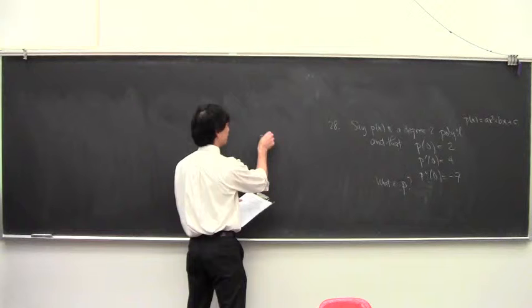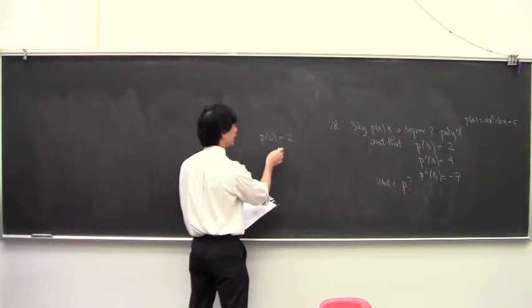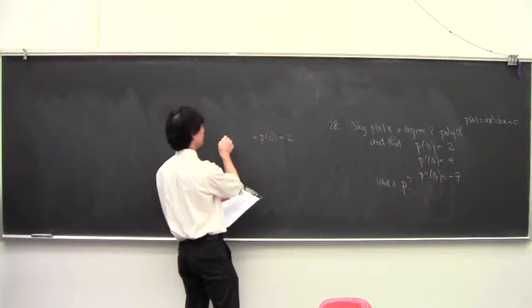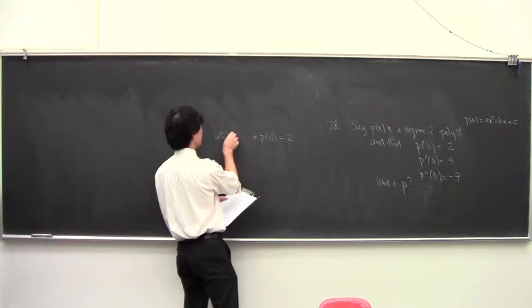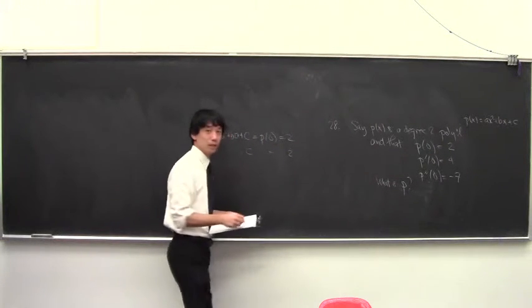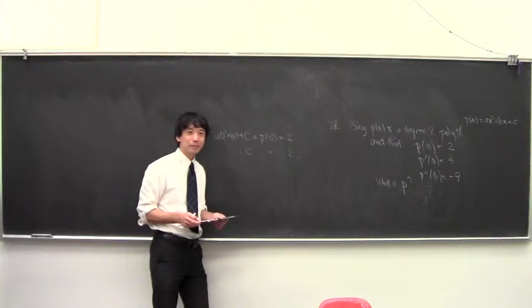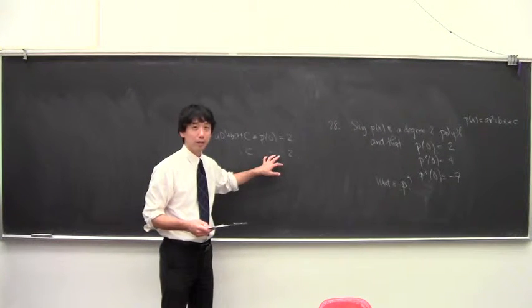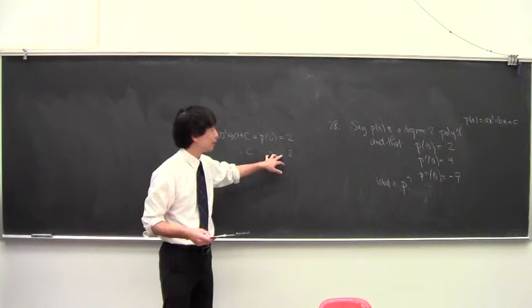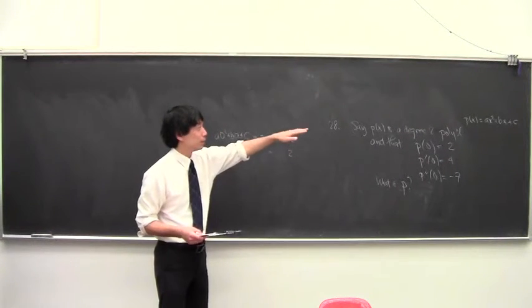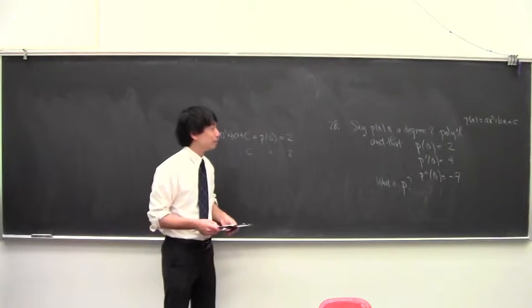So you say, well, I know that p of 0 is 2, right? And I know that p of 0 is c. It's a times 0 squared plus b times 0 plus c, right? So that tells me that c is 2. Okay, so that's good. If you knew that the position at time 0 is 2, then you know the constant term in the polynomial.